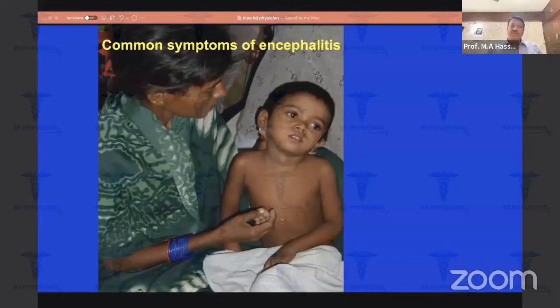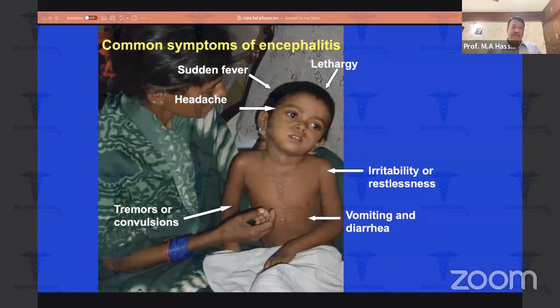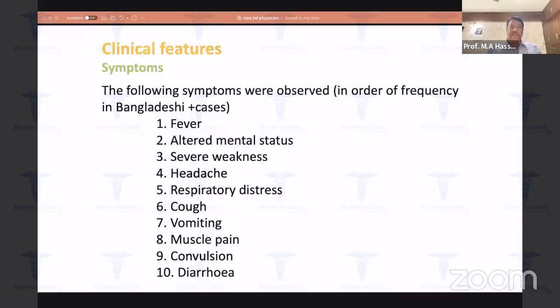And there are common symptoms in every case of encephalitis, especially in children. There will be sudden development of fever, headache, vomiting, diarrhea may be present, lethargy, and also sometimes irritability, restlessness, and tremor or convulsion can occur. These are common symptoms for most types of encephalitis. And also changes in consciousness like semi-conscious state or even deep coma can occur.